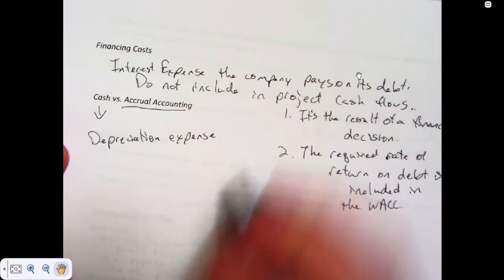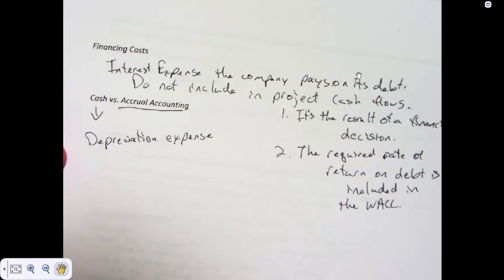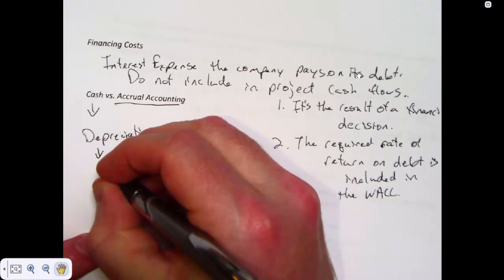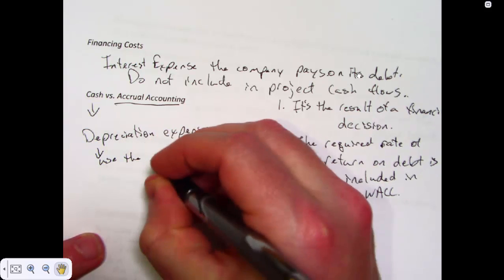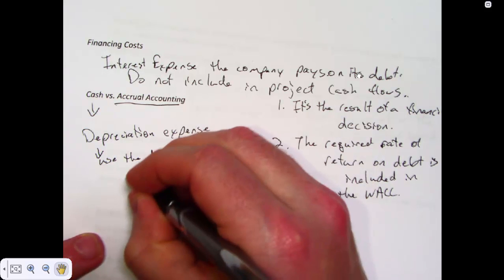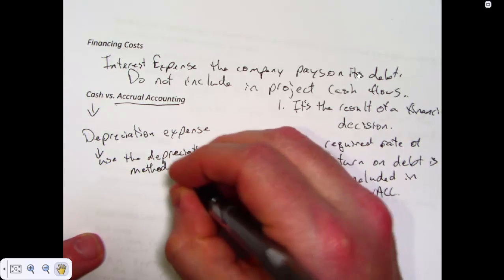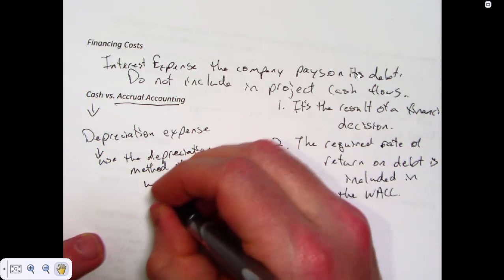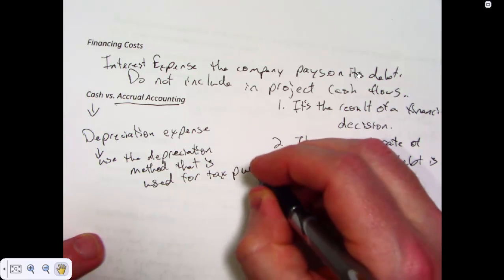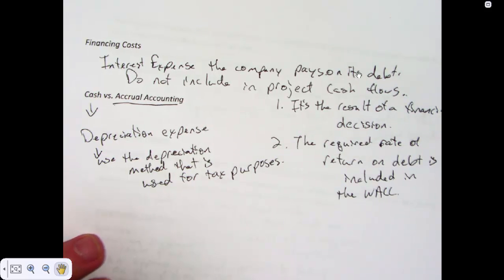Companies will sometimes use different depreciation methods between their annual reports that are given to the stockholders and what they tell the IRS. And so we want to use the depreciation method that is used for tax purposes.